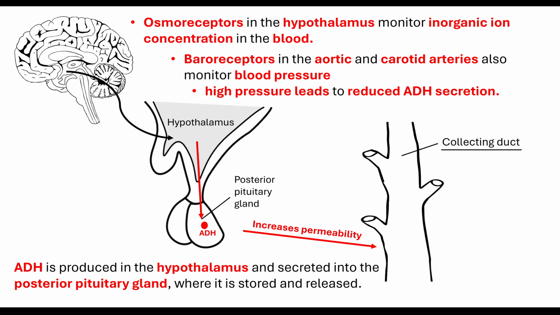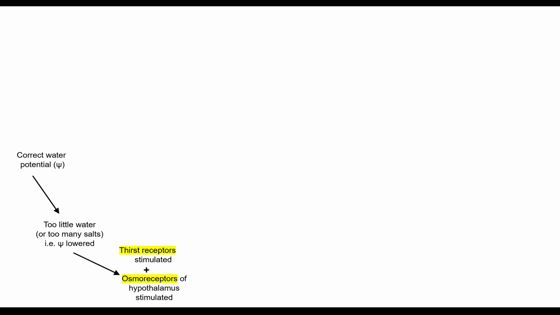So the key thing to remember is when you're looking at this, it's never one module on its own. It is always interlinking. But let's take a step back and actually look at this one step at a time. So we should have our correct water potential. If we have too little water or too many salts in our bloodstream, that is going to lower our water potential. If that lowers our water potential, our osmoreceptors inside our hypothalamus are going to be stimulated. We also stimulate our thirst receptors.